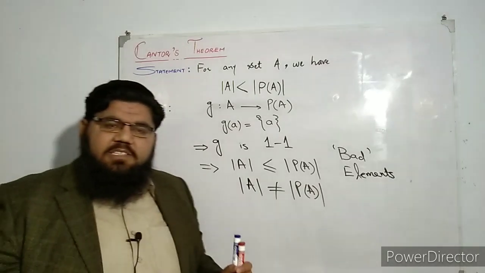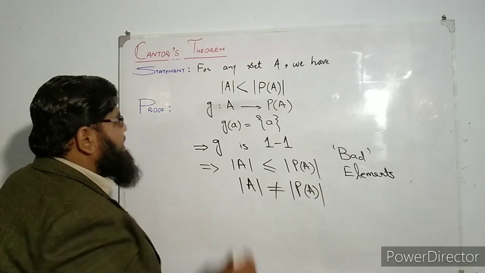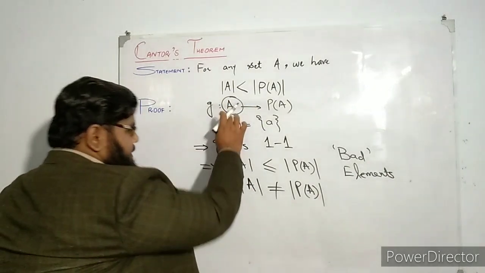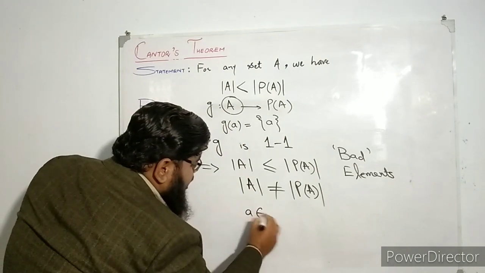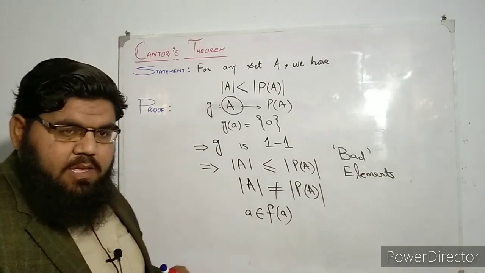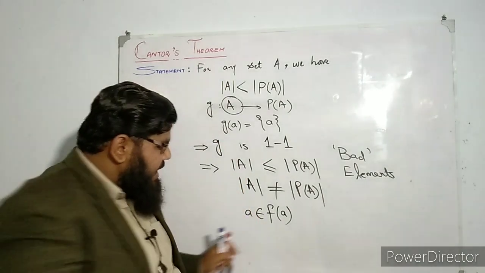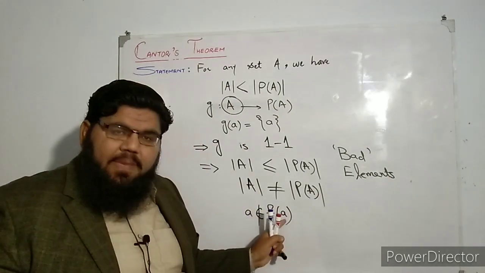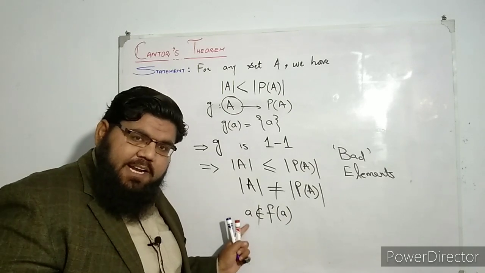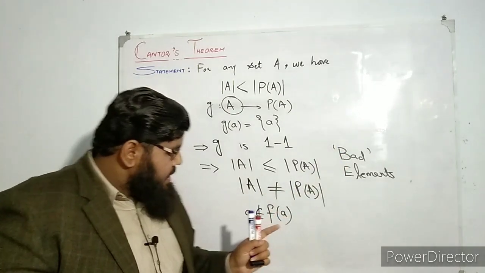And what are these bad elements? Bad elements are the elements of this set A which do not belong to their image set. Okay, an element of A which does not belong to its image set, such an element will be regarded as a bad element. Okay, let me repeat this.